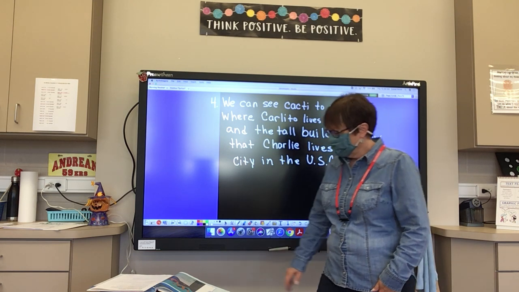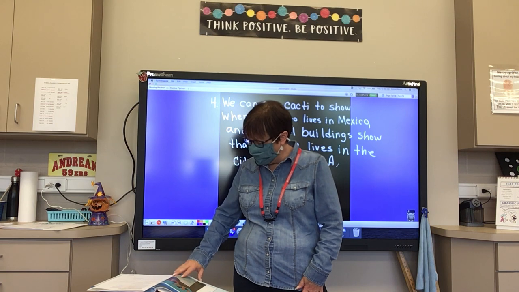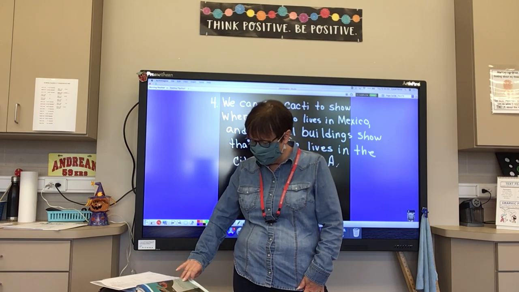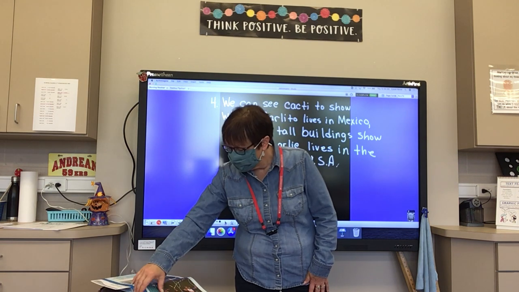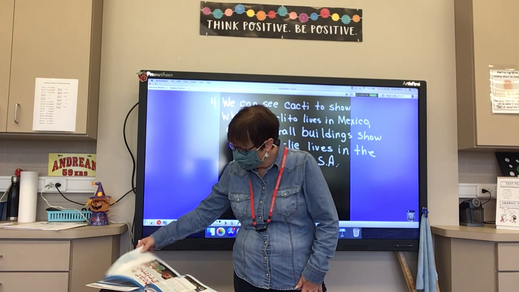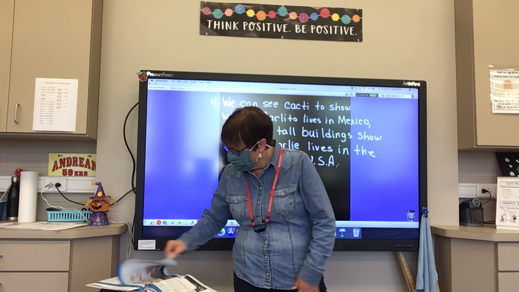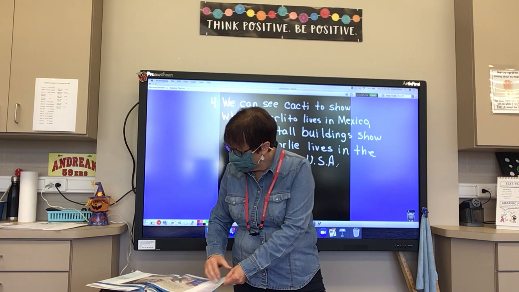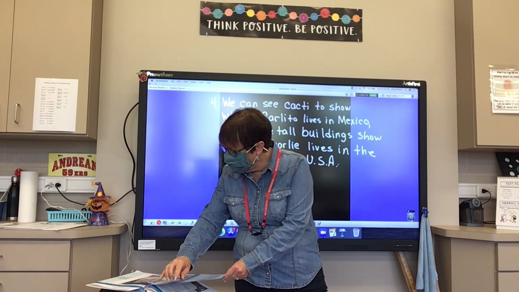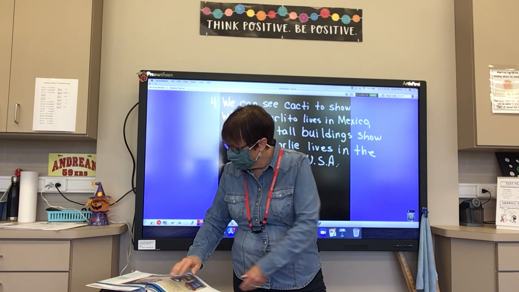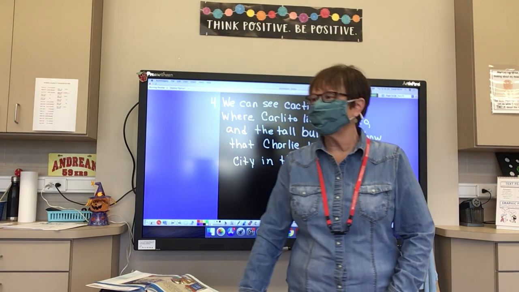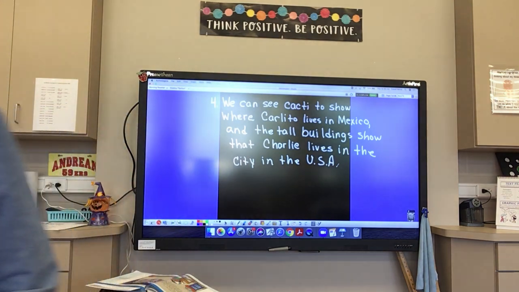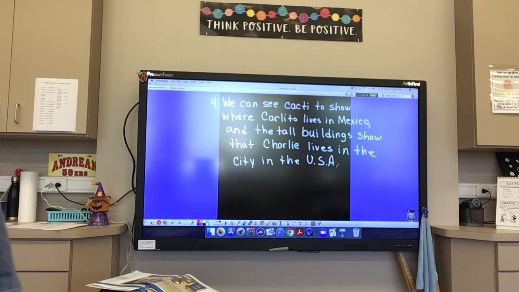So we're using the illustrations to help us do a lot of different things in this story. And we have a lot of tall buildings. Very good, boys and girls. So we did a lot of looking at different things in the book, different text features.